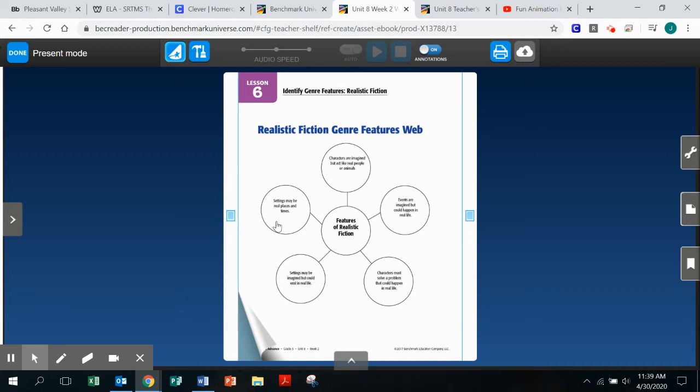Okay, the next feature is settings may be real places and real times. Well, he lived in Boston and he left and he went on a plane to Anchorage and he was going to Barrow, Alaska. So those are real places and it was happening in a time period that was quite a while ago, maybe almost 100 years ago. Settings may be imagined or they could be in real life. Well, we know that his setting did seem like it was in real life, wasn't it? And if you look it up, I bet you could find out if Barrow is a real place or not in Alaska.